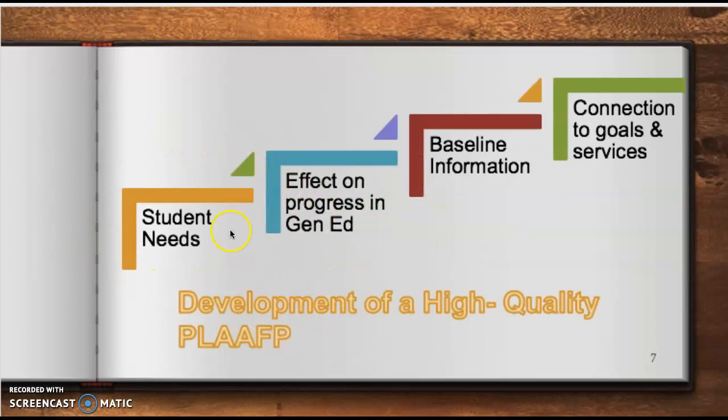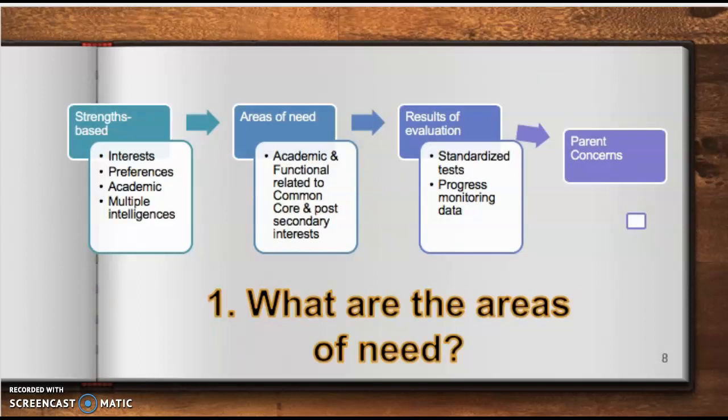You need to know the student's needs and how these needs affect that student's progress in the gen ed setting. Find out the baseline. Where is that student currently performing and how can we create goals to ensure he's moving towards meeting those gen ed objectives? So the area of needs can be found. You always want to start with strengths. What are his interests? What are his preferences? You can look at multiple intelligences. And then you find the area of need.